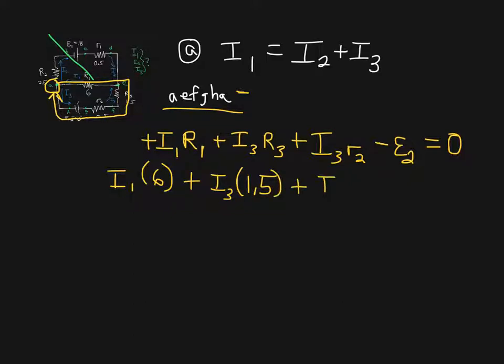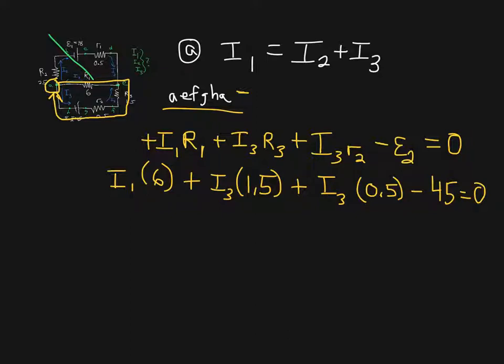Plus I3 times little r2. Little r2 looks to be 0.5. Minus E2, and E2 was 45. That's equal to 0. And I can simplify this a little bit, can't I? I've got 1.5 I3 plus 0.5 I3. What would that become? That's 2 I3. So I just combine like terms.